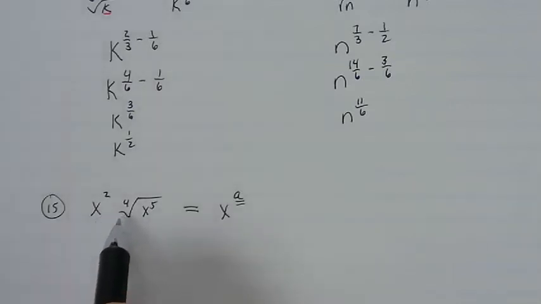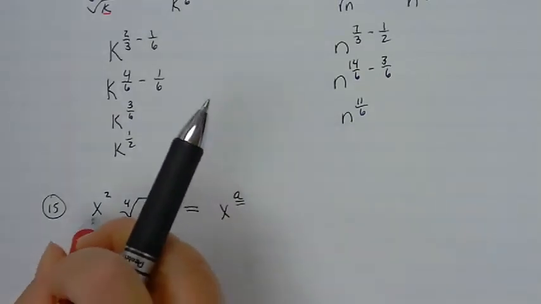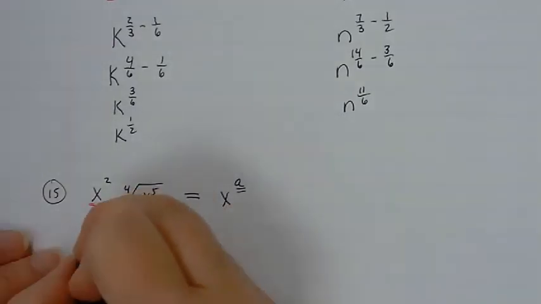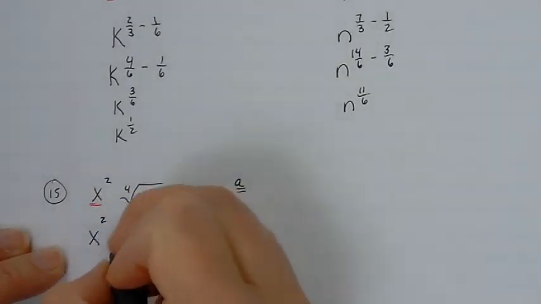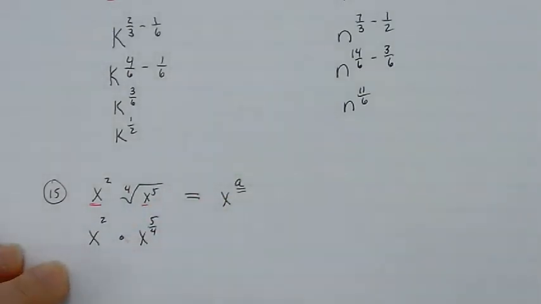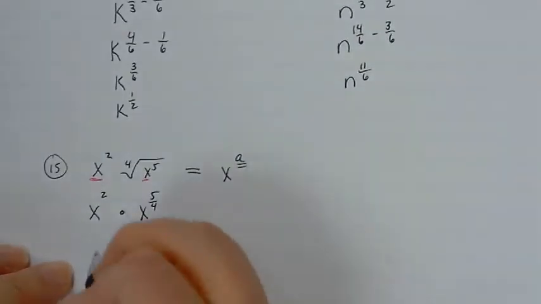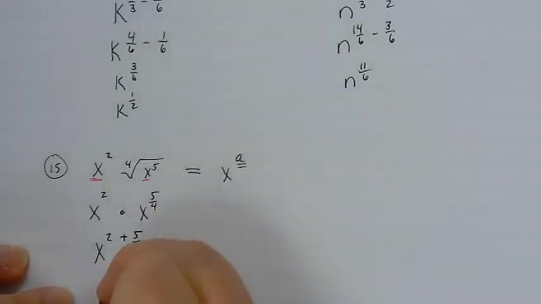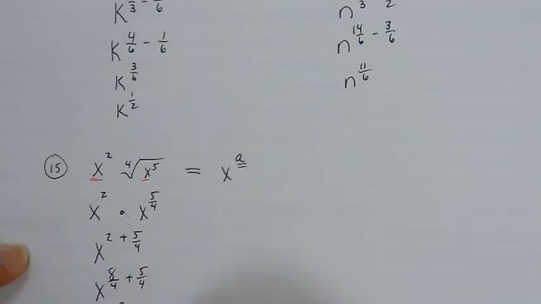So I'm going to notice here that they both have the same base value, x. So I'm going to turn them both into fractional form so I can work with them. This is x to the 2nd power times x to the 5/4 power. So they have the same base number, so I can add the exponents. x to the 2nd plus 5/4. I'm going to make them both have the 4th power denominator. So this turns into 8/4. So this would be x to the 13/4. So if they ask me what a represents, a would be 13/4.